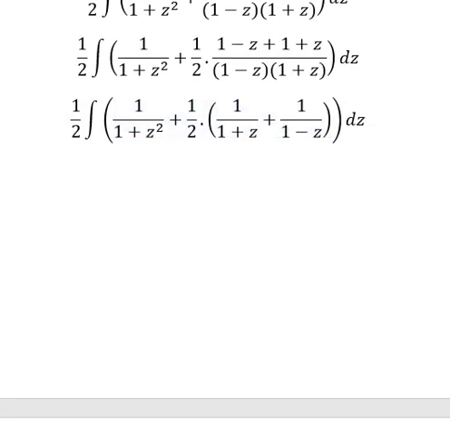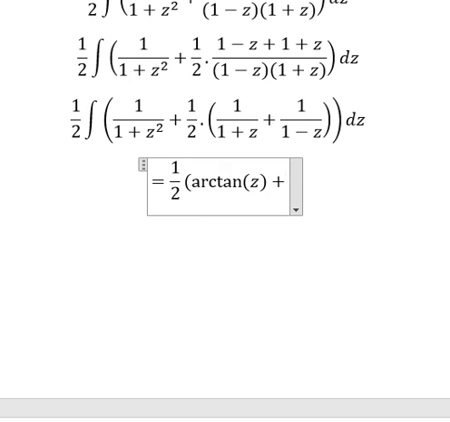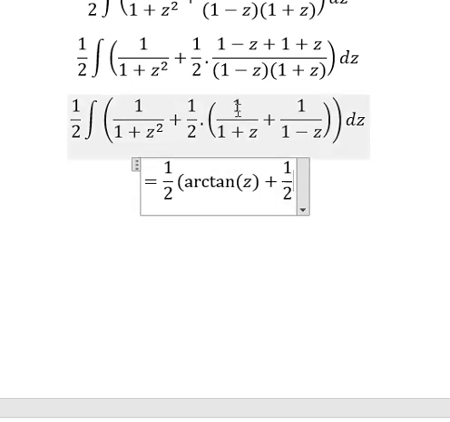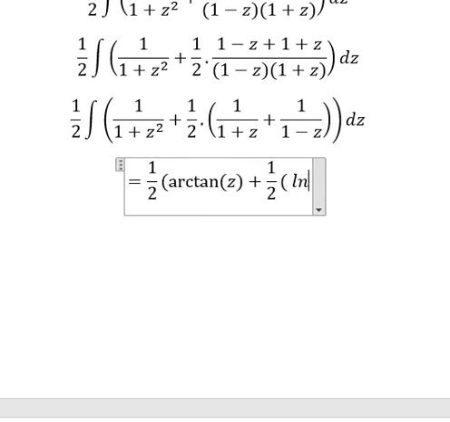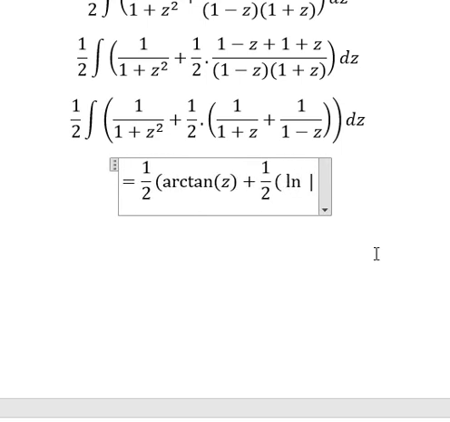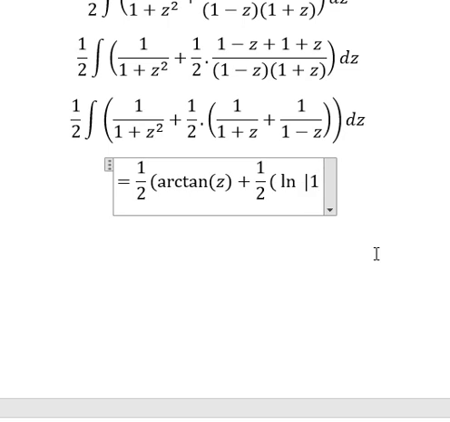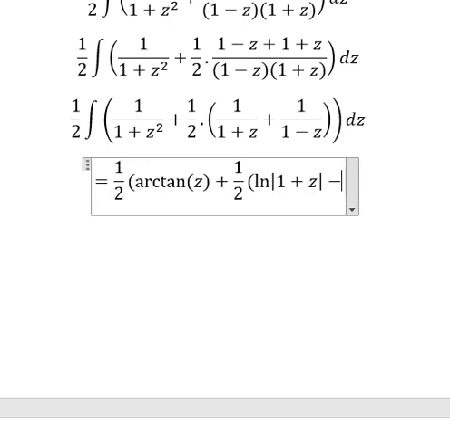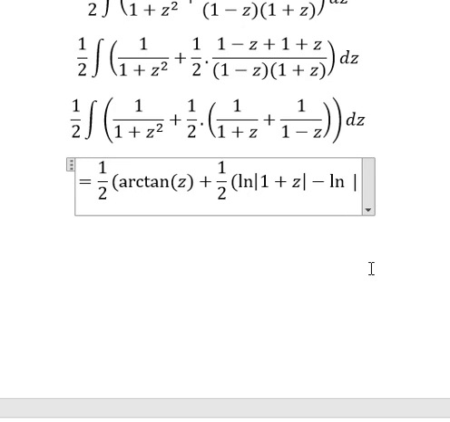And now we can get the final answer. The integral of 1 over 1 plus z square, you will get arc tan of z. The integral of 1 over 1 plus z, you will get ln, that's natural log in here, inside the absolute value of 1 plus z. We have the negative because we have the minus sign next to the z, so you get ln of the absolute value of 1 minus z.